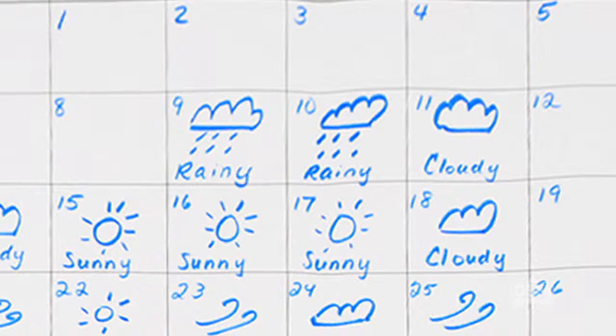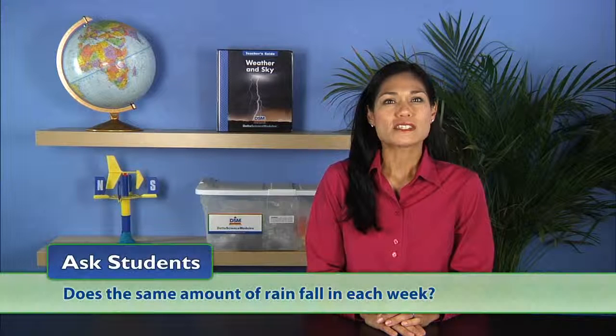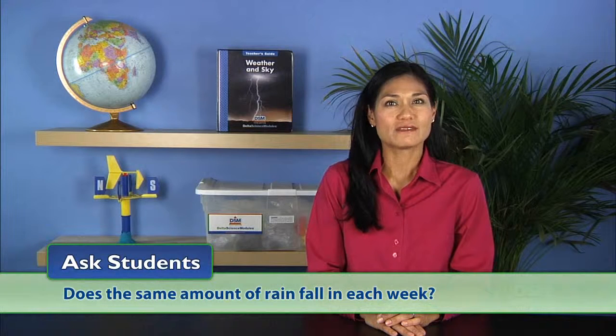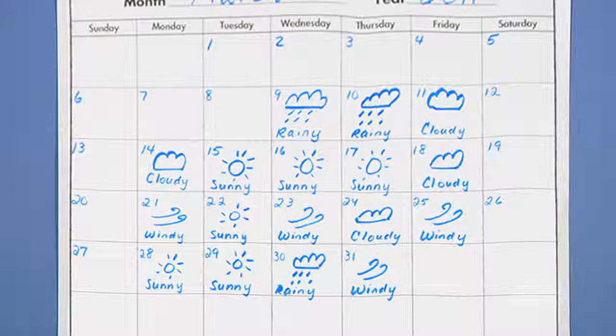Display the current weather calendar and any you have completed from previous months. Invite students to point to some of the days on which it rained or snowed. Ask students, does the same amount of rain fall in each week? They will see that some weeks it doesn't rain at all, and other weeks it may rain every day. Confirm that weather, including rainfall, changes from day to day. Point out that generally the temperature and rainfall follow a pattern that repeats each year. Temperatures and rainfall amounts are likely to be greater in one season compared with another.